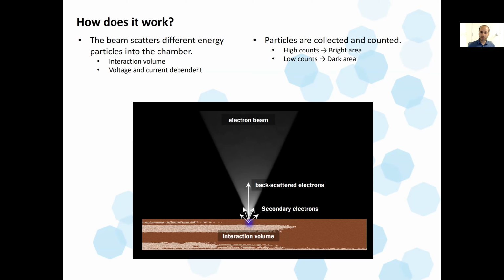Another way to change the beam is to change its current. Naturally, that will change the number of secondary or backscattered electrons or particulates that are ejected from the sample.